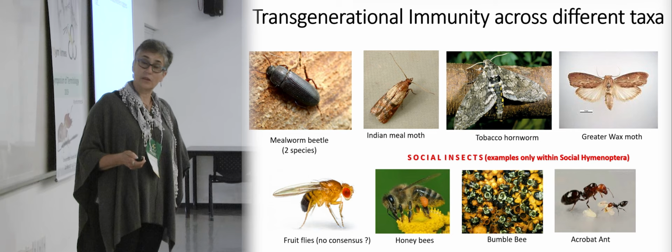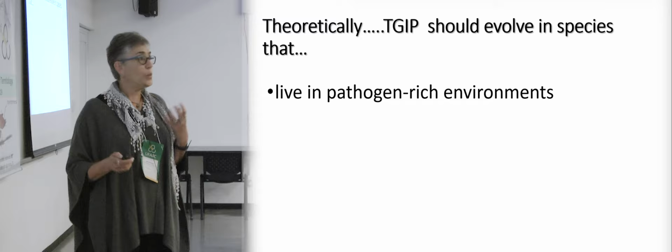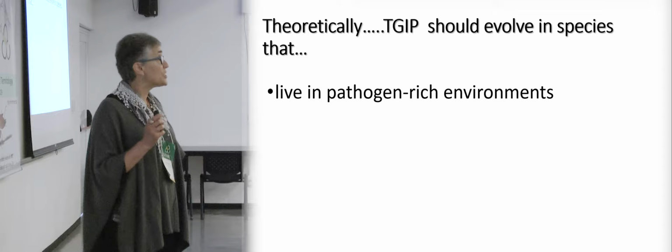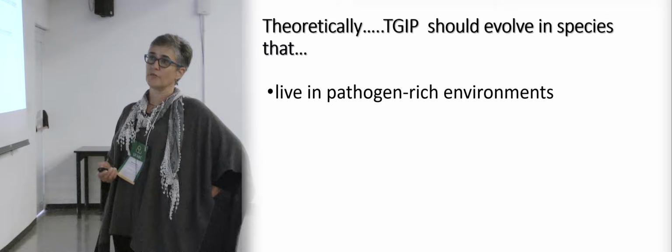Now, theoretically, I'm giving you a little bit too much background, but it's important to understand why termites should have transgenerational immunity. The reason is you would expect TGI priming to evolve in species that have certain characteristics. They should clearly live in a pathogen-loaded environment. Otherwise, why should you be contributing immunity to your progeny? So there should be pathogens around.